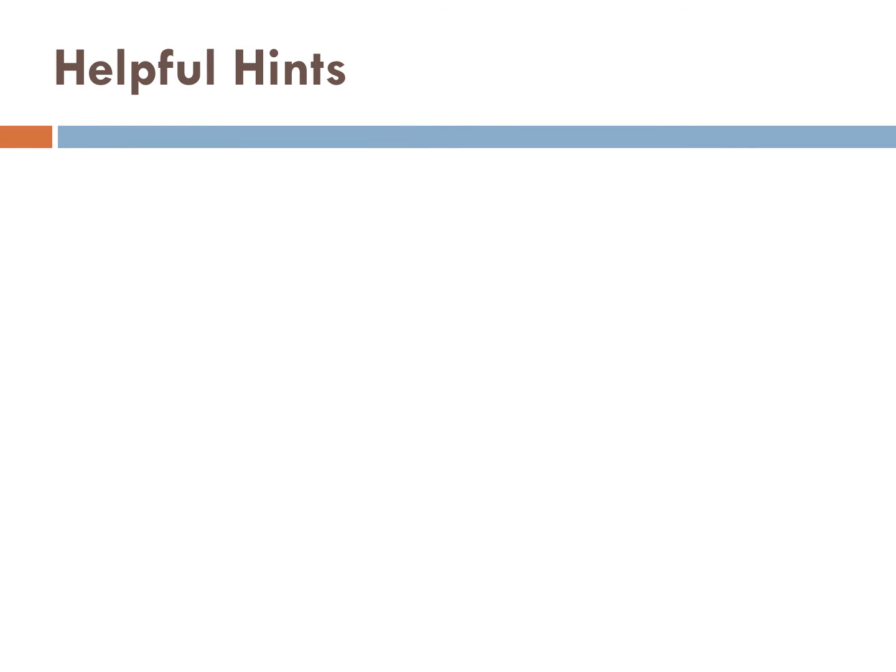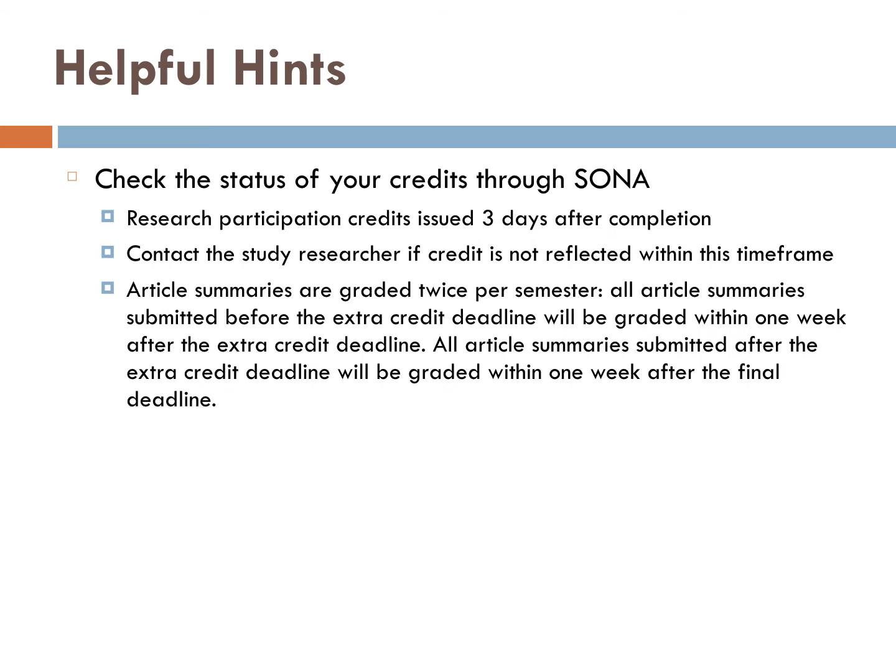All right, so just helpful hints for you on navigating through this process, through the semester. You want to check Sona regularly to see what studies are available to you. You also want to check Sona to make sure that any studies that you've participated in, that credits are given to you accordingly. If for some reason they're not, it usually takes about 3 days, so if for some reason after that time credits have not been issued to you in Sona, just contact the researcher and make sure that they haven't forgotten you.